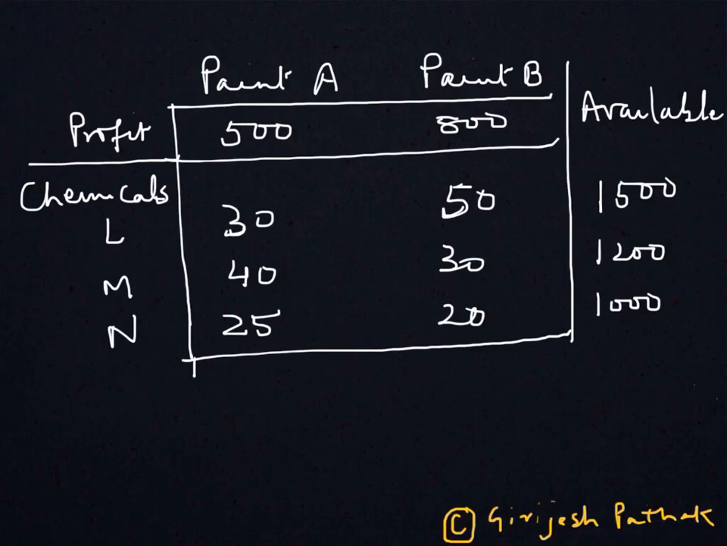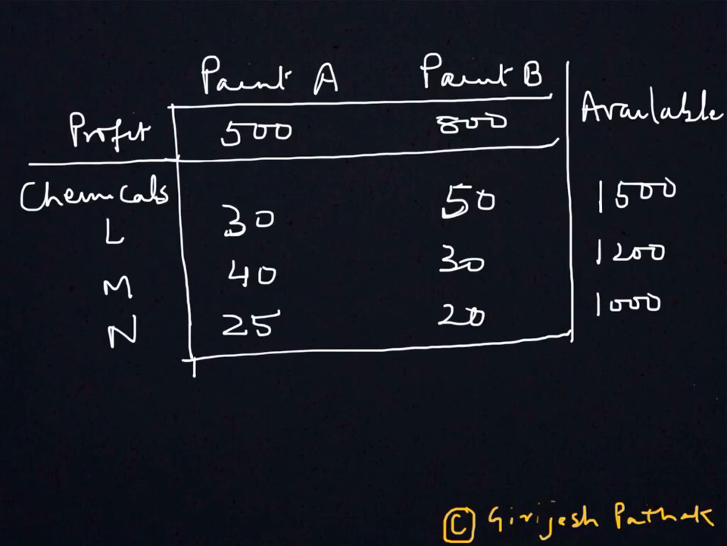An organization is producing two qualities of paints, paint A and paint B, and the profit values on these paints are given as 500 units per liter and 800 units per liter.